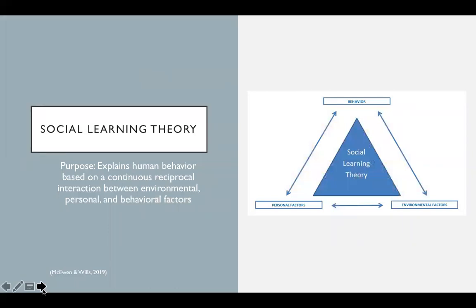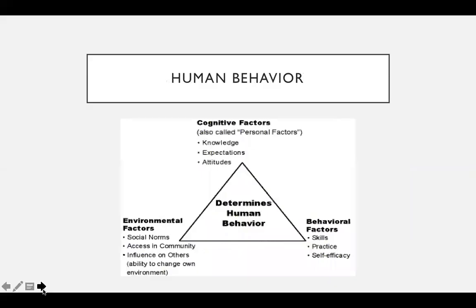The purpose of social learning theory is to explain human behavior, which Bandura states is based on a continuous reciprocal interaction between environmental, personal, and behavioral factors. This diagram depicts that reciprocal relationship and how they connect. These factors determine human behavior and impact the observational learning process, which is the other component of Bandura's theory.